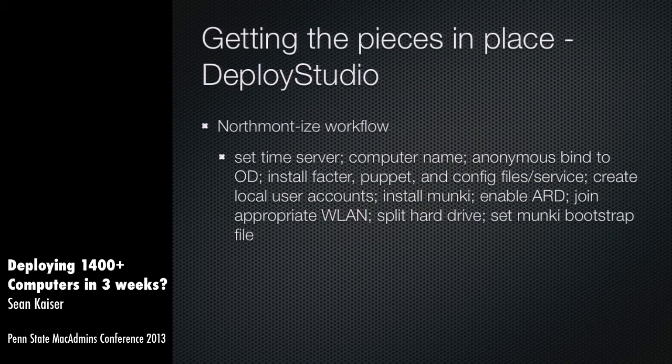Create a couple of local accounts, install Munki, enable ARD. I have a script that looks up which wireless network the machine should be on, whether it's a student machine or a staff machine. Set that up. Do a hard drive split, which I'll talk about in a minute, and then set the Munki bootstrap on the machine. And all of these are postponed installs. I don't like to install anything when I'm actually booted into DeployStudio. Some things don't install well when they're not installed on the boot drive, so I just postpone it.